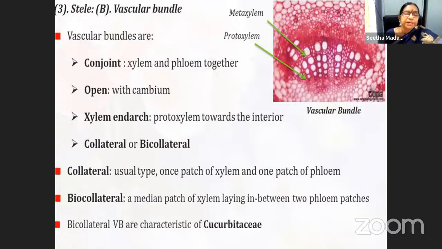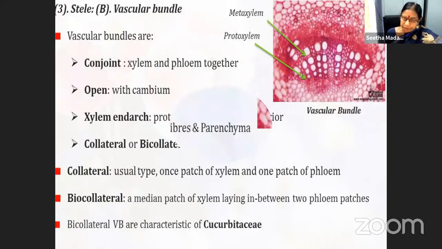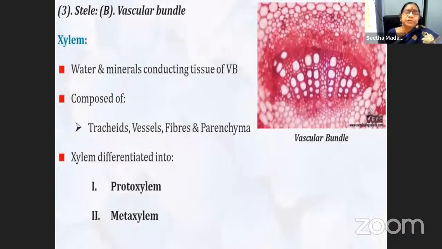Collateral is the usual type: one patch of xylem and one patch of phloem are seen. Bicollateral means a median patch of xylem lying in between two phloem patches. When two phloem patches are there, in between you find xylem tissue. That is described as the bicollateral situation. That is seen in the members of the family Cucurbitaceae, that means cucumber, watermelon, such plants. That type of arrangement is seen. Bicollateral condition is seen.